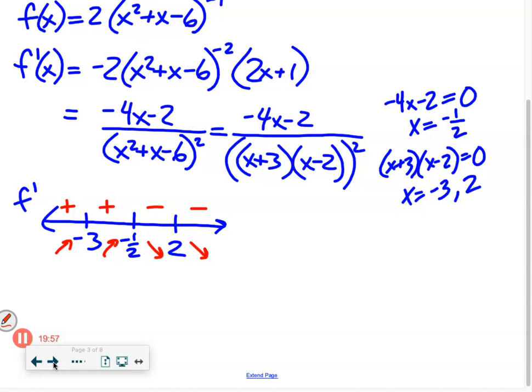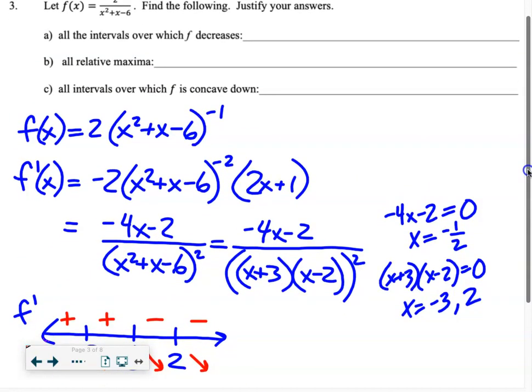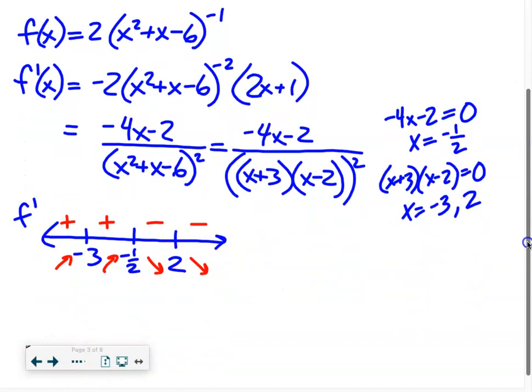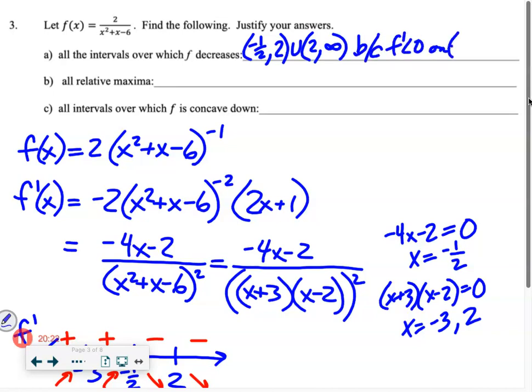Okay, so let's answer the first question. We're decreasing from -1/2 to 2 and 2 to infinity. This is where those of you who ignored my advice lost a point. So we are decreasing from -1/2 to 2, union 2 to infinity, because f prime is less than 0 on those intervals.